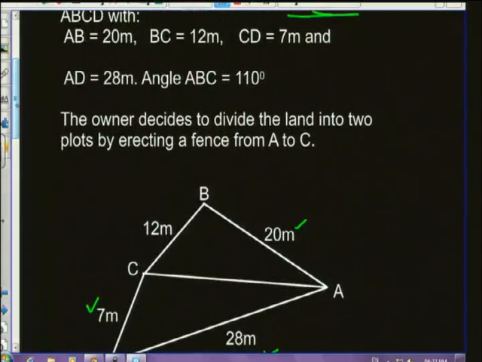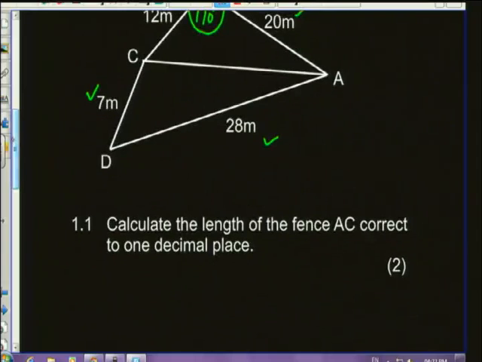And the angle ABC, now remember guys, the one in the middle is the angle that we're looking for, that we're given here. So it says the angle ABC is 110 degrees, okay? So we can just put it there. So this is 110. Now, calculate the length of the fence AC correct to one decimal place.